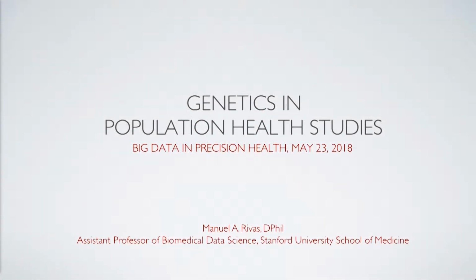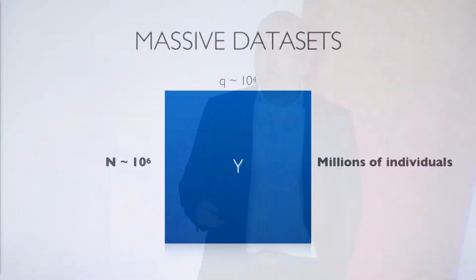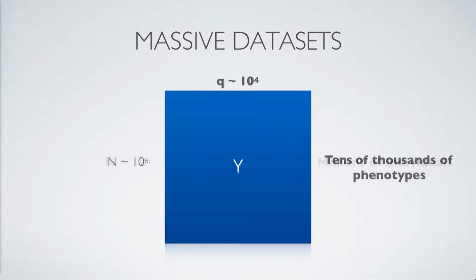The way we've been thinking about genetic data with phenotype data in population health studies is that as we move to very large population cohorts, the scale of the data sets we'll be looking at is on the order of millions of individuals, tens of thousands of phenotypes, and, as whole genome sequencing starts rolling out, tens of millions of genetic variants. Now, managing that data becomes quite challenging.